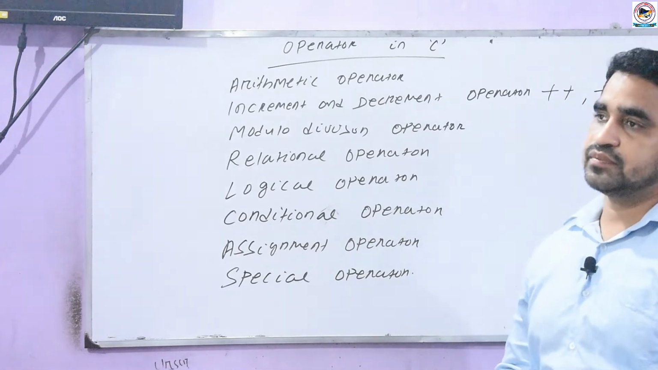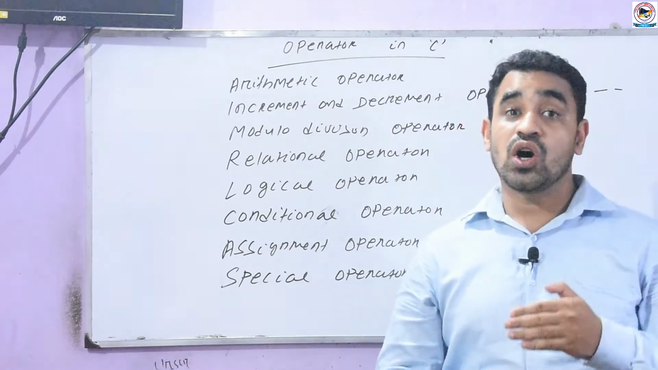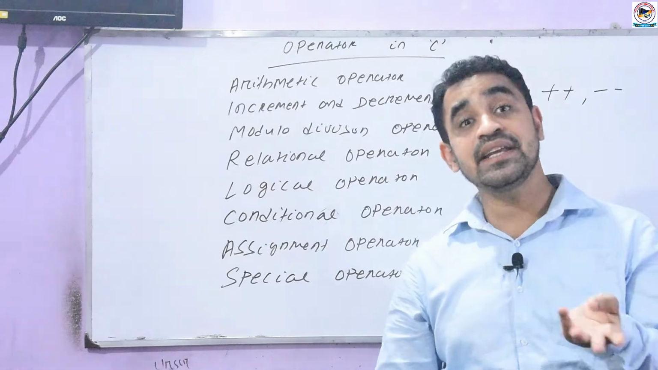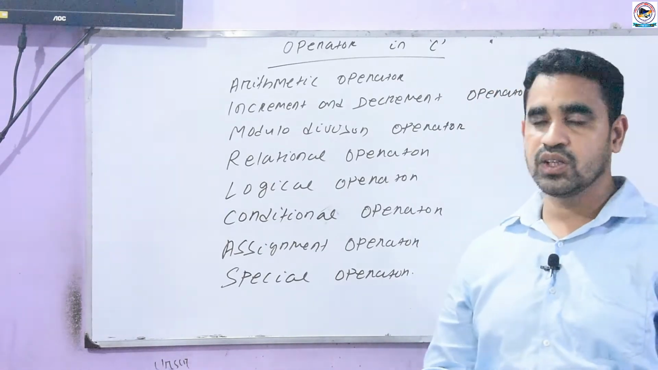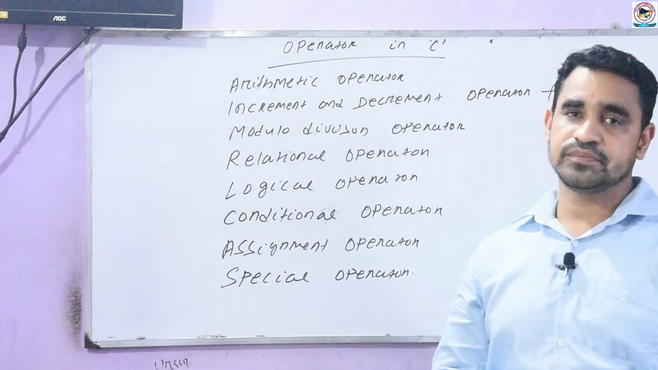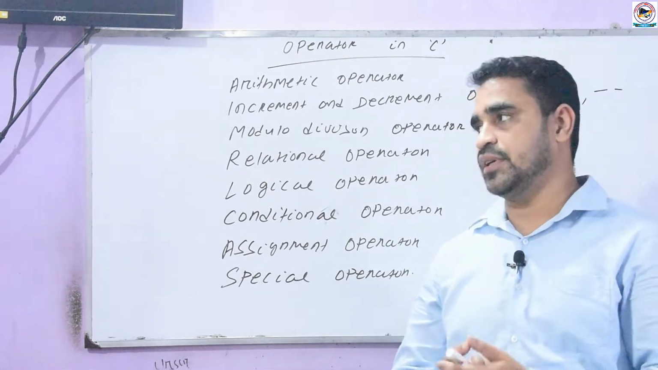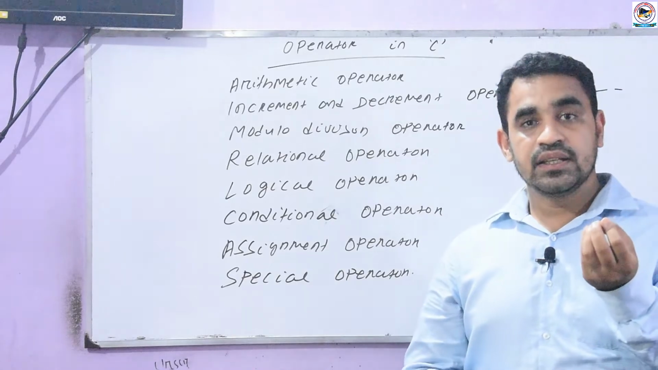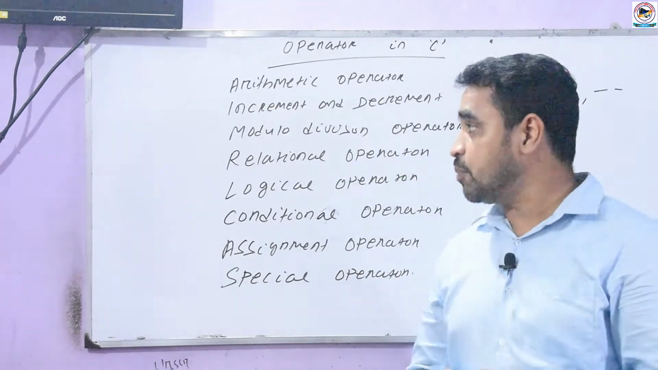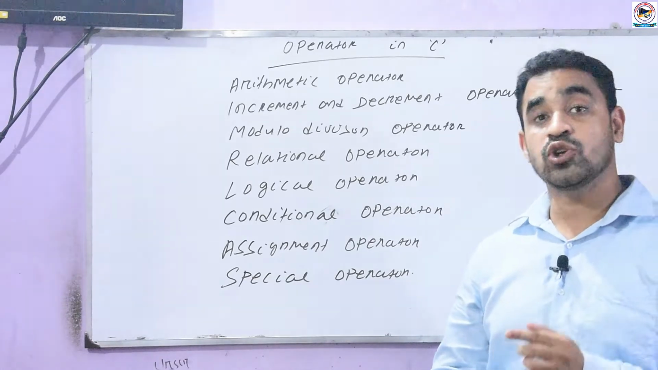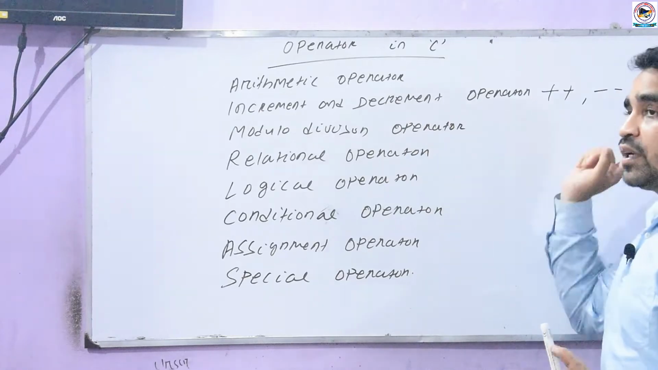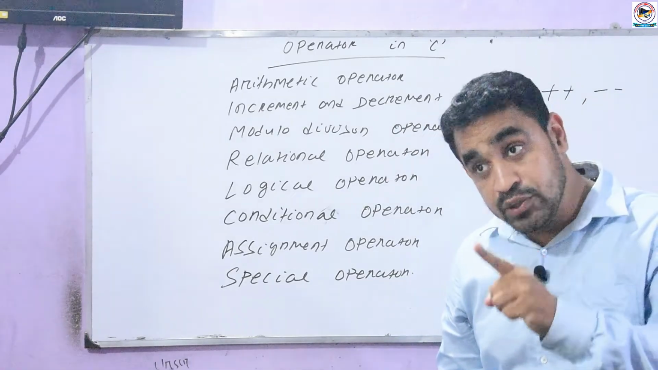In C, operators work on operands, and they are classified into three categories. One is unary operator, another is binary operator, and third is ternary operator. Unary operator works on a single operand, binary operator works on two operands, and ternary operator works on three operands. Increment and decrement operators are unary operators.